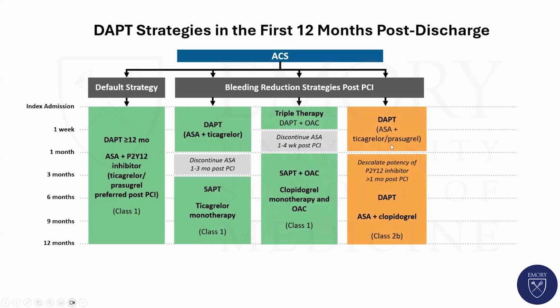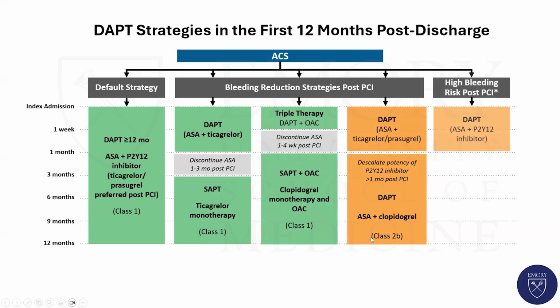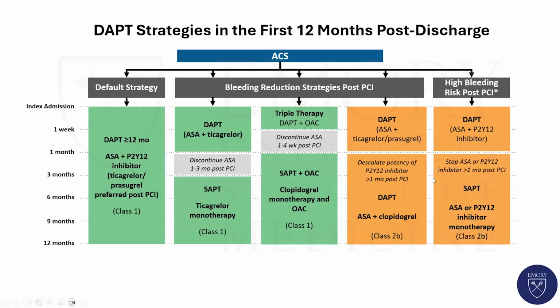If patients are on aspirin and ticagrelor or prasugrel, you could de-escalate the potency of the P2Y12 inhibitor 1 month post-PCI and just stay on aspirin and a low-intensity P2Y12 inhibitor such as clopidogrel. That is a class 2B. Also for class 2B, in high bleeding risk post-PCI, a patient on aspirin and a P2Y12 inhibitor, you can stop either the aspirin or the P2Y12 inhibitor 1 month post-PCI and stay on a single agent, aspirin or P2Y12 monotherapy.